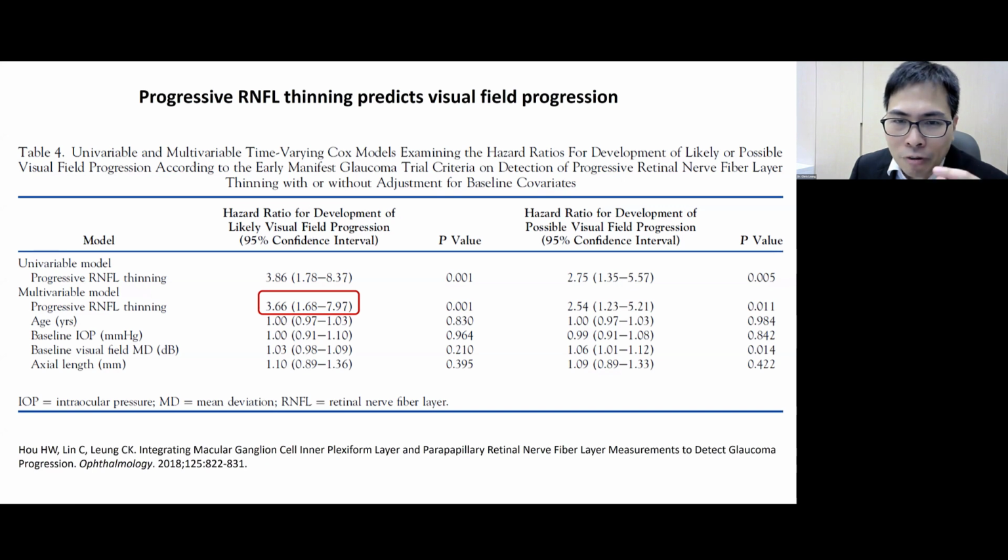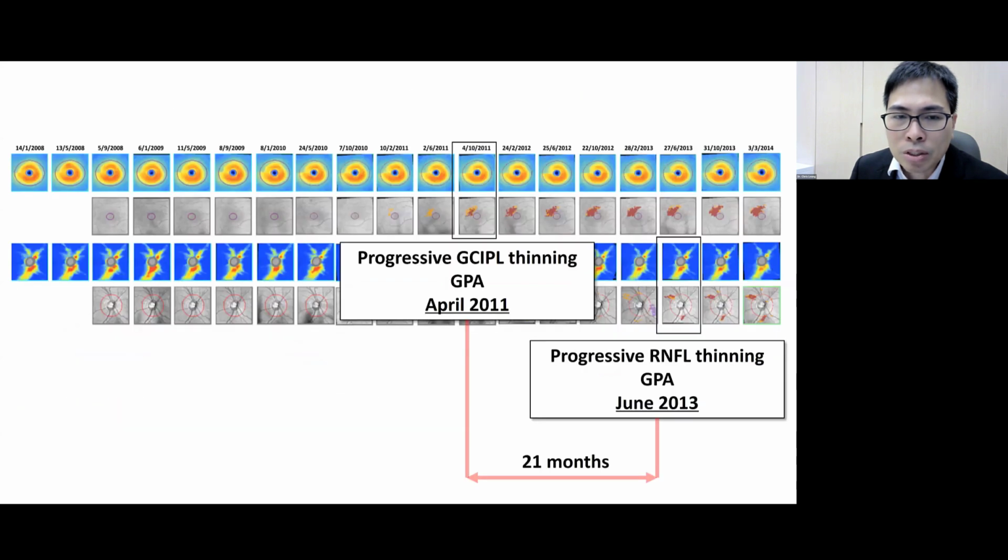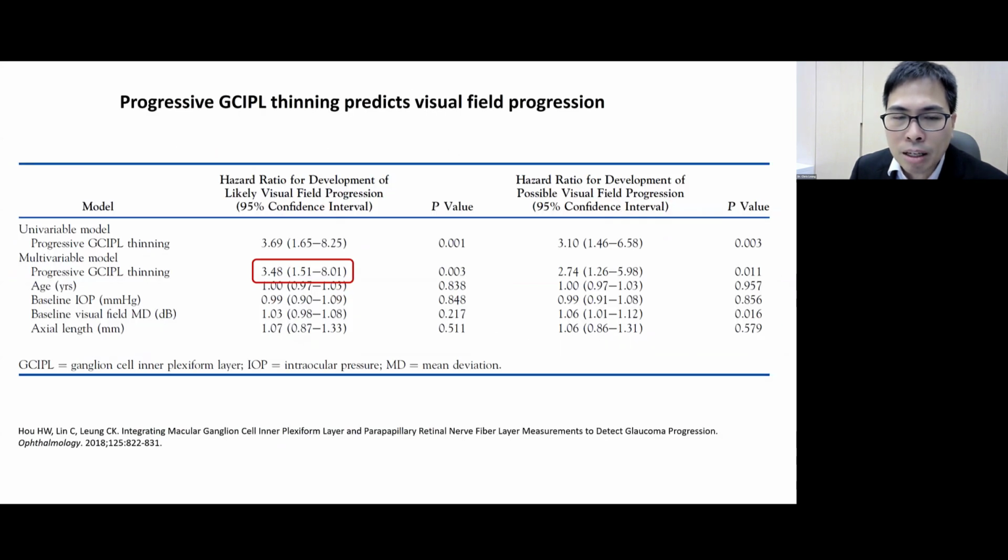If the rationale of lowering the intraocular pressure is to reduce the risk of visual field loss, then we need to pay very careful attention when we see progressive retinal nerve fiber thinning, when we see progressive GCIPL thinning, because these eyes would be at high risk for development of future loss in the visual field.